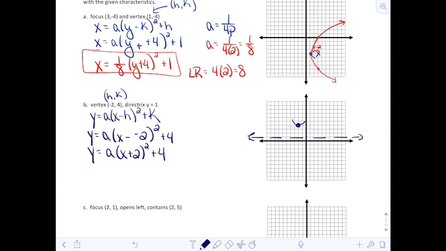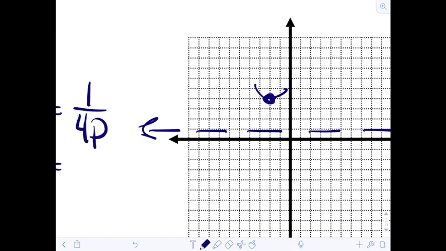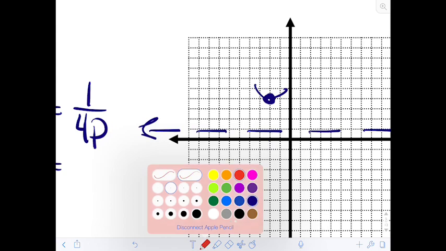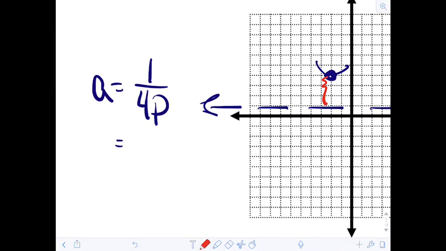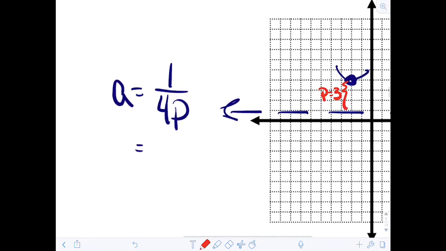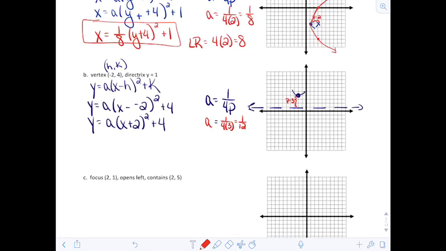So then I need my a value. Remember, a is 1 over 4p. So the distance from my directrix to my vertex is 1, 2, 3. So p is equal to 3. So a is 1 over 4 times 3, which is 1/12. And because it opens up, I don't have to make it negative. So it's 1/12 times x plus 2 all squared plus 4.